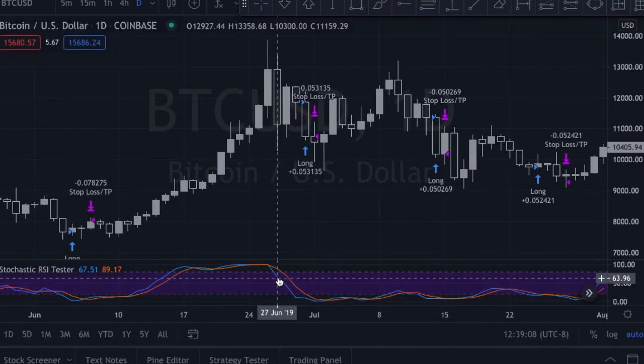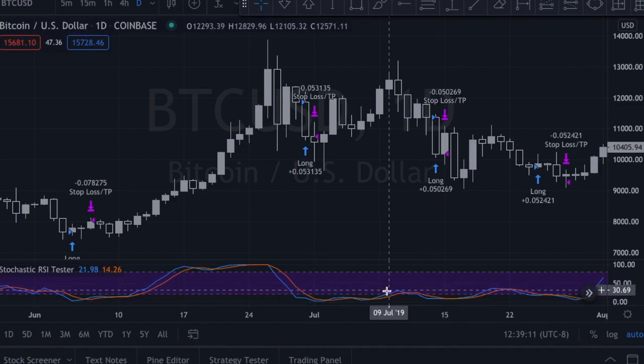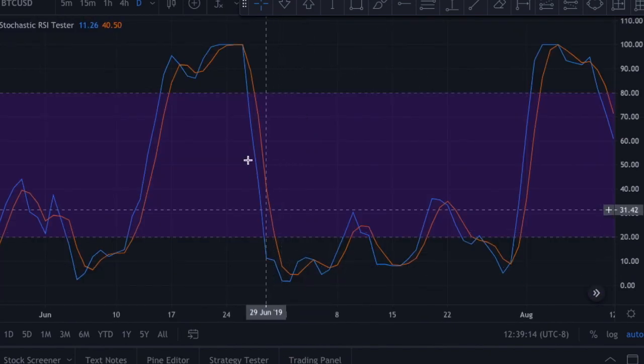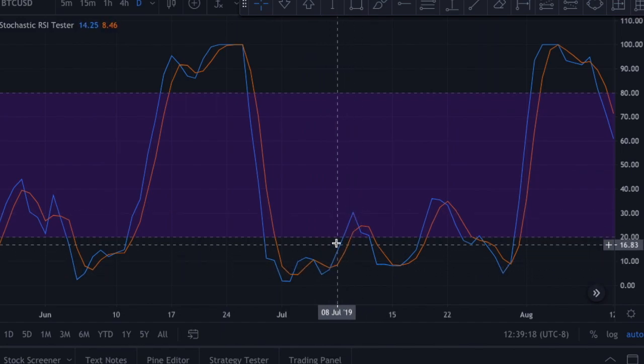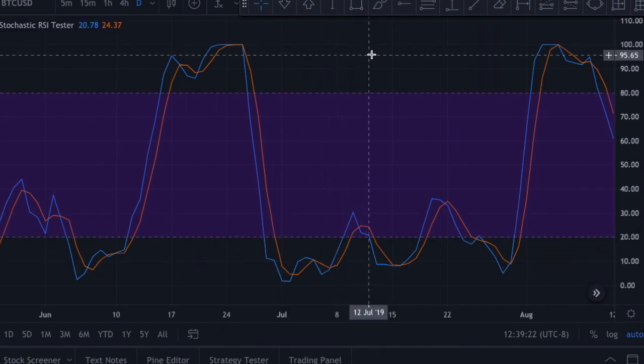Our second signal is going to be the blue line coming back above the 20 band. That means the blue line came down, hung out for a little bit, and not until it went back up, that's when we take our buy, and let's see how that does.